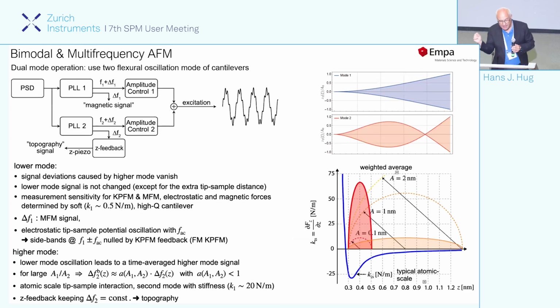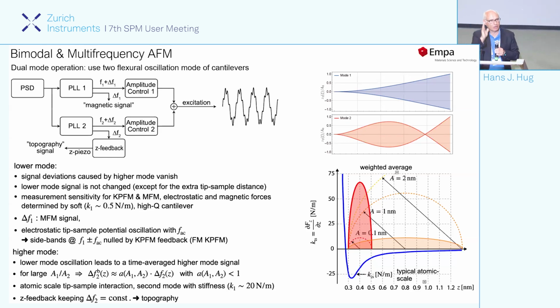And of course, now here comes the game with the two different amplitudes, which has been worked out by Shigeki Kawai earlier on in Basel, right? If you use this large amplitude, you average over your oscillation path of the tip. So your first mode is sensitive to the long-range forces, the magnetic and electrostatic forces, whereas your small amplitude second mode is a time average signal that is sensitive to the short-range atomic or van der Waals forces. That's what we make use of here.